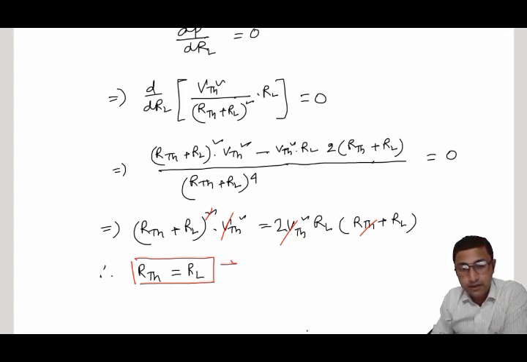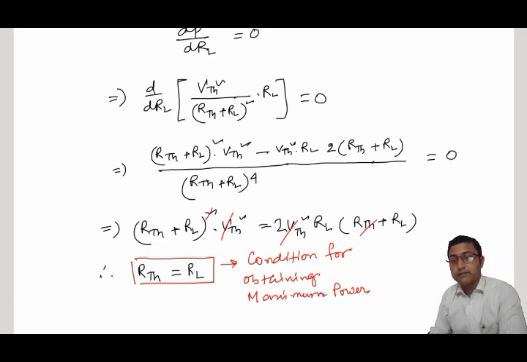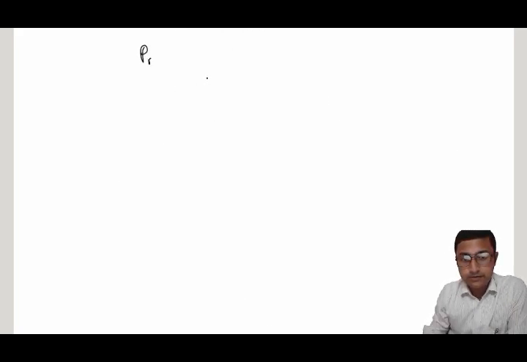So this is the condition for obtaining maximum power, RTH equal to RL. Then what will be the maximum power? This is the condition. Then the maximum power, P max, will be by placing the condition, that is RTH equal to RL. So what we can write?